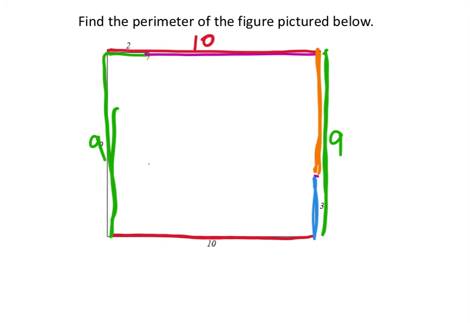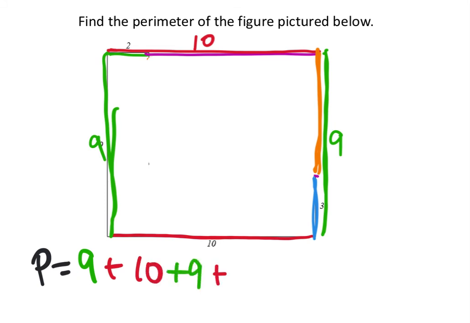So that would make our perimeter 9 plus the 10 in red, plus the other 9 in green, and then plus the final 10 there. That's the 4 sides. And when we do that, we still get the same answer as we did on that last slide, but just in a slightly different way, okay? And don't forget to label your answers if you see that it needs to be labeled.